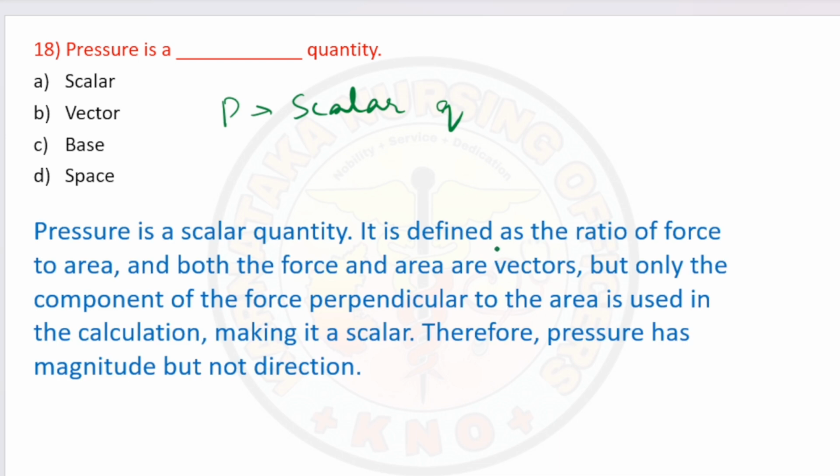Pressure is defined as the ratio of force to unit area, and both the force and area are vector quantities. Correct? P is equal to F by A. So force is a vector quantity, and area is also a vector quantity. So the vector cancels, no direction, only magnitude. That's why pressure is a scalar quantity. It has magnitude but no direction.